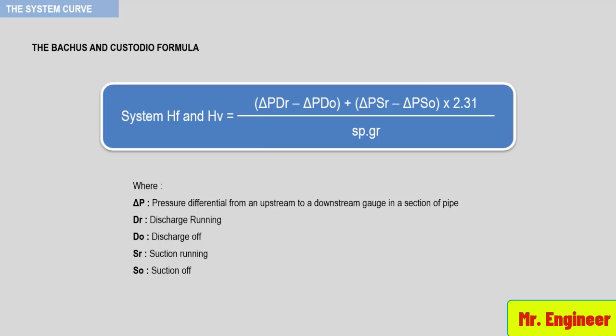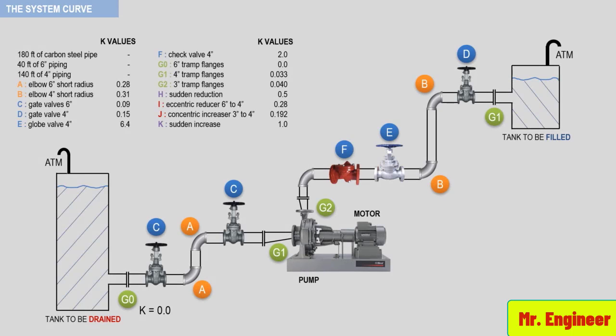Let's now take a look at the following configuration. Pumping a liquid from one tank into another. This system, although simple, with only one pump, is more or less representative of all systems. This system is composed of 180 feet of pipe, 40 feet of 6-inch suction pipe, and 140 feet of 4-inch discharge pipe. This system piping uses fittings with bolted flanges.